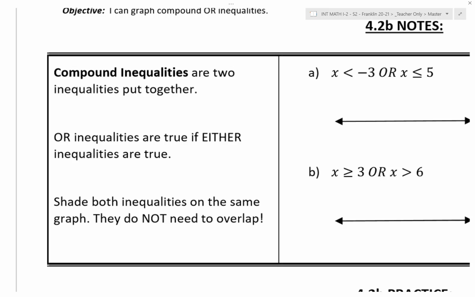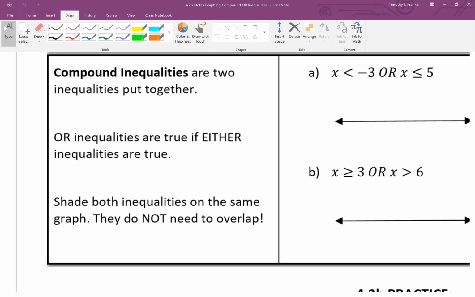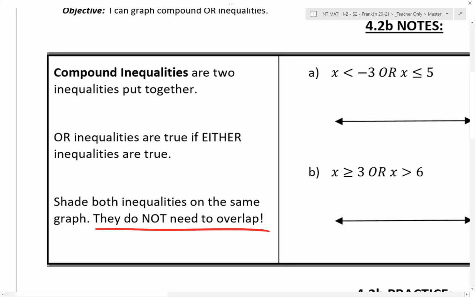So it's actually a little easier to graph these because you don't have to worry about overlap. We're just going to shade both inequalities on the same graph, and they do not need to overlap. So it's not necessary for our graph to be only where the two inequalities overlap. We're just going to put them both on the same graph and see what happens. Again, these are also called a union because we're just putting both of their solution sets together, and not really worrying about any overlap.